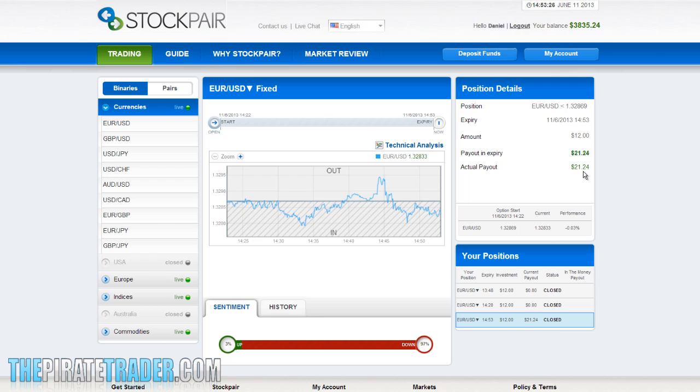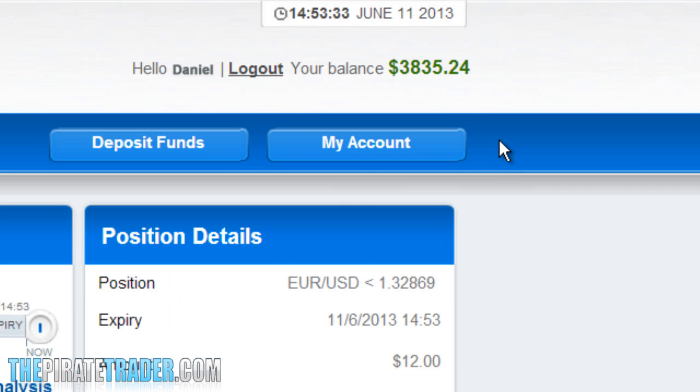Now, this trade was successful. I won the $21.24, which means I've made a profit of $9.24. My account balance up here automatically updates in real time, so you can see my new balance. I can check my trade history at any time, and I want to show that to you right now.